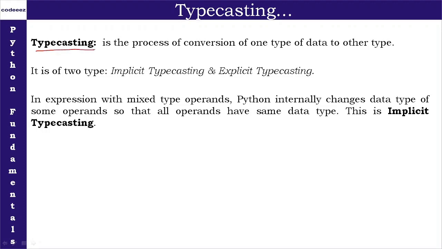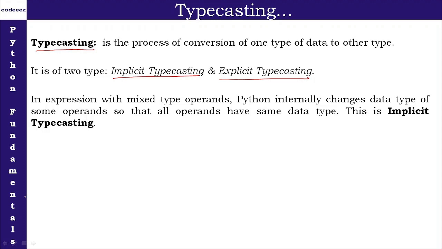Now typecasting is basically of two types. One is implicit typecasting and another one is explicit typecasting. Implicit means something that is done on its own, right? We need not take care of it. Here the data type will be converted on its own. Python internally changes the data type whenever it is required, right? So this is what is known as implicit typecasting.